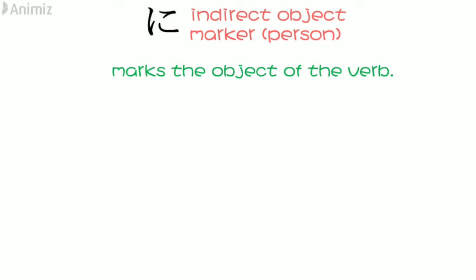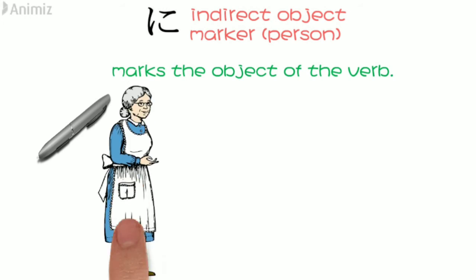It marks the object of the verb. It marks the person or the object to which an action is performed. Let us take an example to be more clear. Say that there is a pen and you want to give this pen to someone. You want to give this pen to your mother. The mother is the receiver. Here that means that the mother is the indirect object to which an action is being performed.